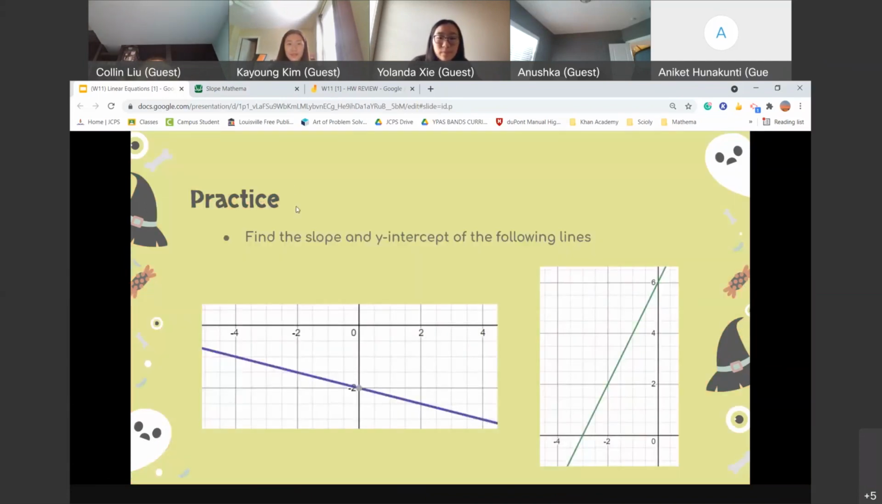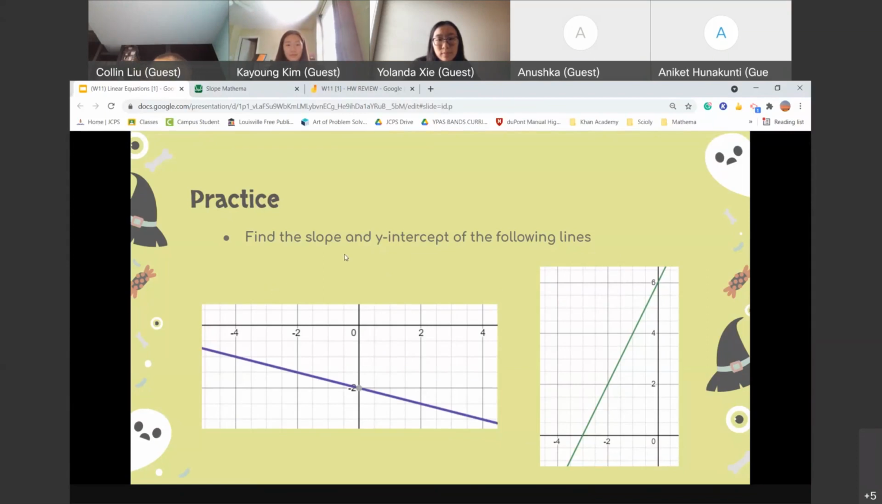All right, so a practice combining both slope and the y-intercept. Tell me what the slope and the y-intercept of these following lines are. The purple one and the green one. Remember, slope is rise over run, which is the same thing as change in y over change in x. And the y-intercept is where the line touches the x-axis. Once you get your answer, just put it in the chat and we'll check it.